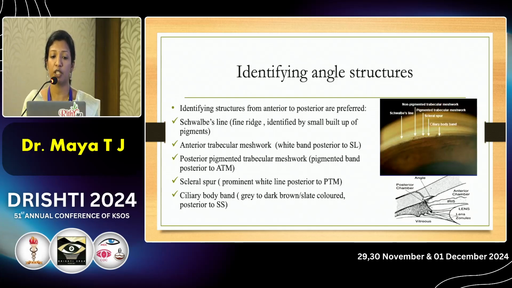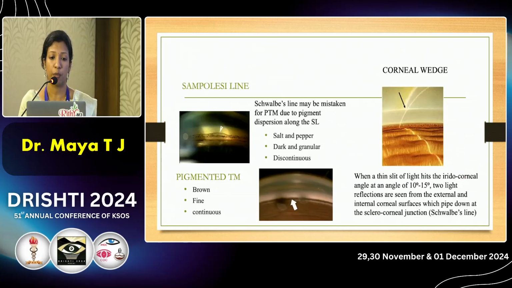Anterior trabecular meshwork is the second one, which is a white band posterior to the Schwalbe's line. Then comes the posterior pigmented trabecular meshwork, which is a pigmented band posterior to the anterior trabecular meshwork. Then the scleral spur appears as a prominent white line posterior to the posterior trabecular meshwork. The ciliary body appears as a grey to dark brown or slate colored band posterior to the scleral spur.